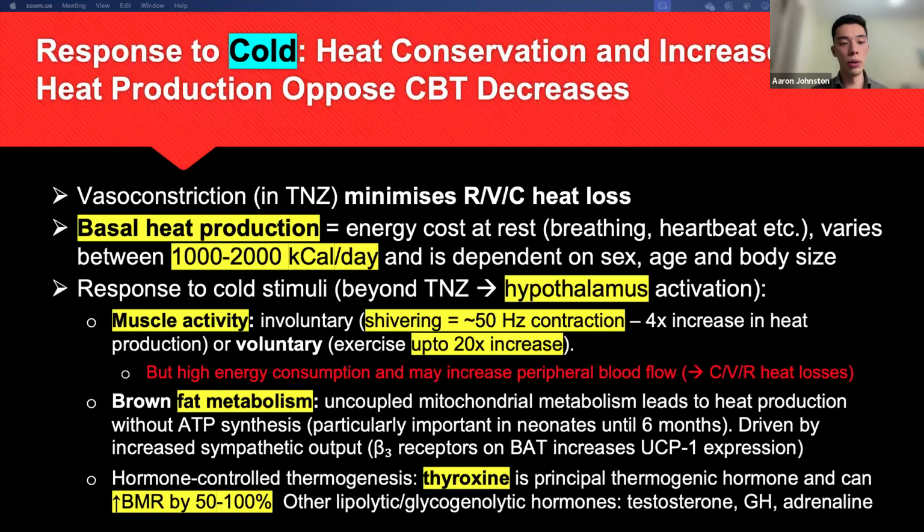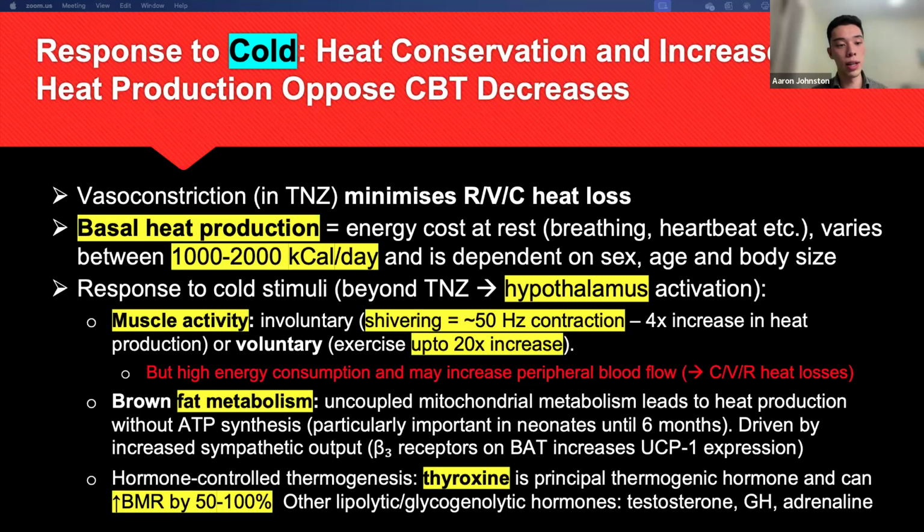But it's important to note that if we're exercising a lot, this can increase peripheral blood flow. So this might be counterintuitive, because if we exercise, although this is going to generate heat, what it's also going to do is increase the blood flow to the periphery, and therefore losses to the atmosphere in the form of conduction, convection, radiation, etc.